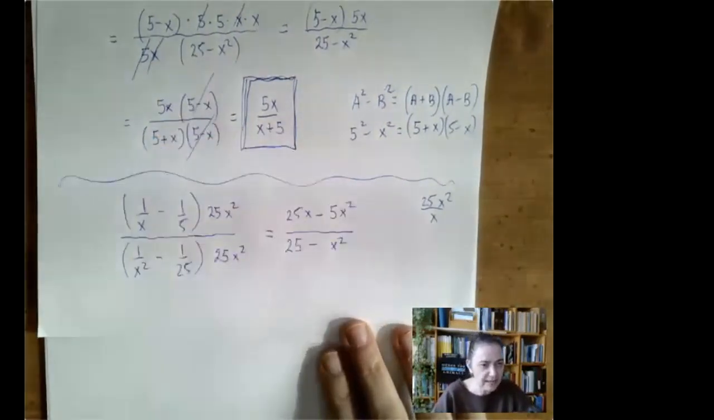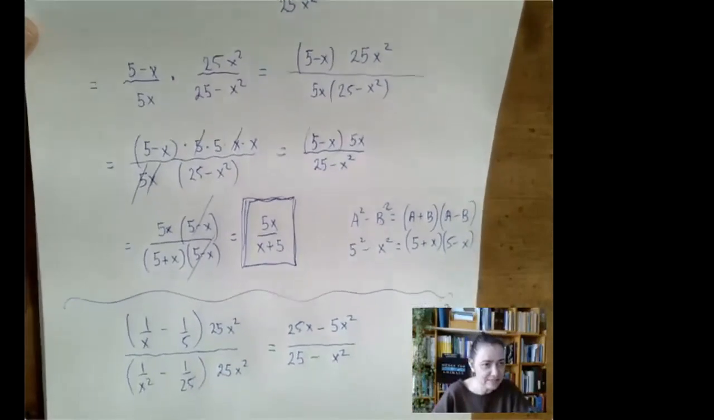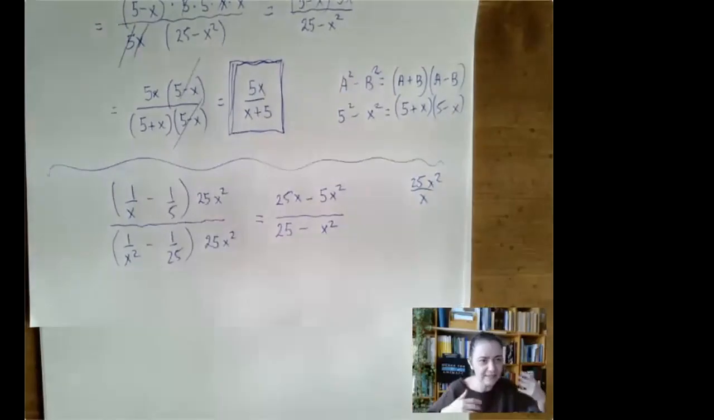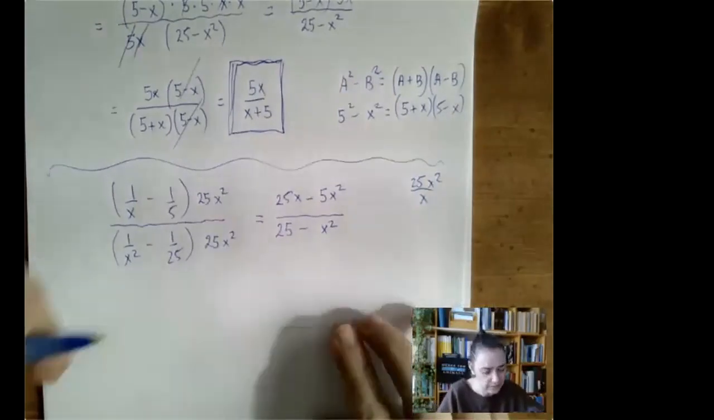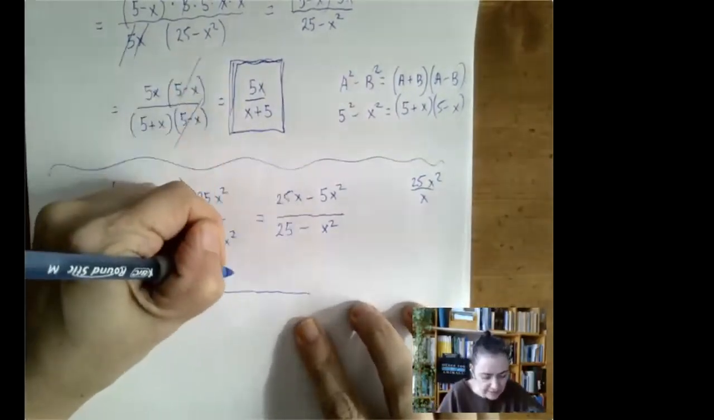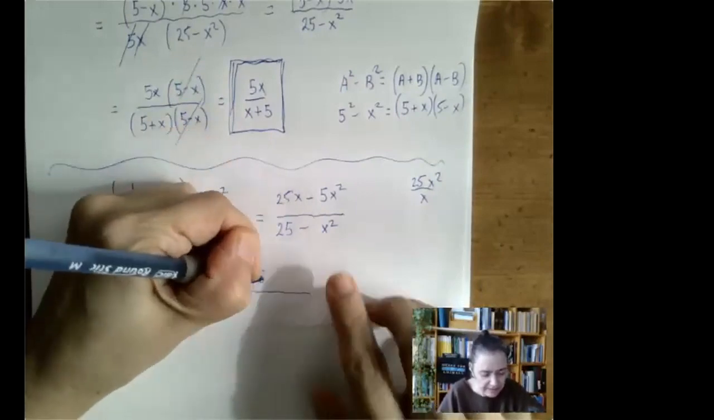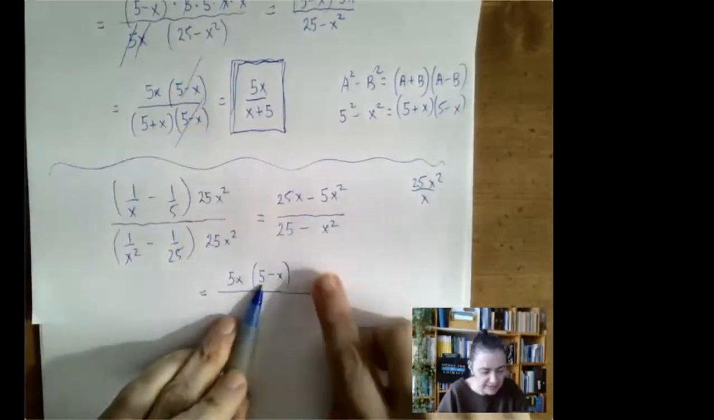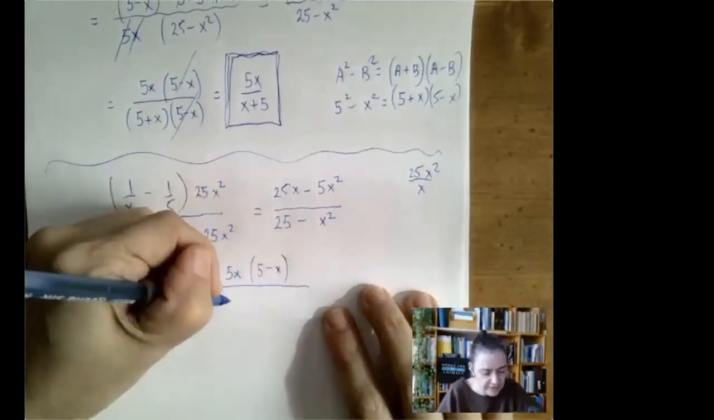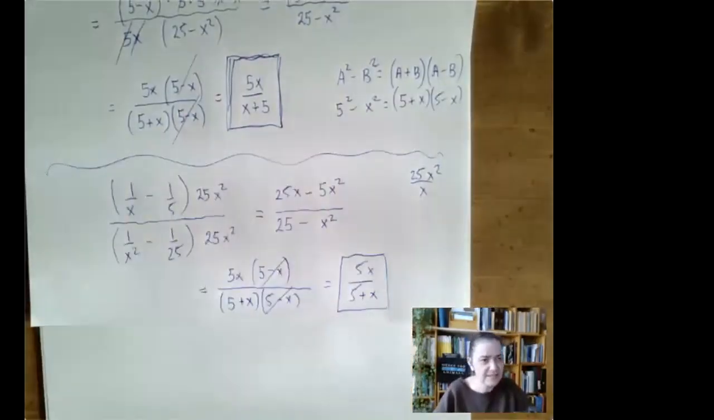So I just want to point out that this is really fast. Look at all the steps that we made before, and we're almost here. We have to factor upstairs and downstairs, but it's really an efficient shortcut. So we factor out whatever we can. 5x is what they both have. And then here we have 5 left, here we have x left. 5x times 5, 5x times x. We're good. And here, via the difference of squares theorem, 5 plus x times 5 minus x. So we got there pretty fast.